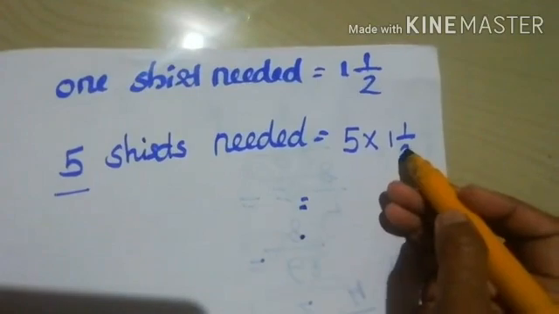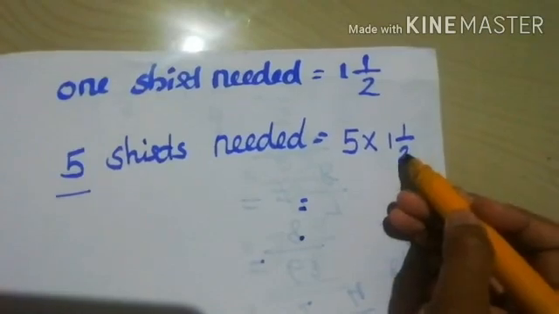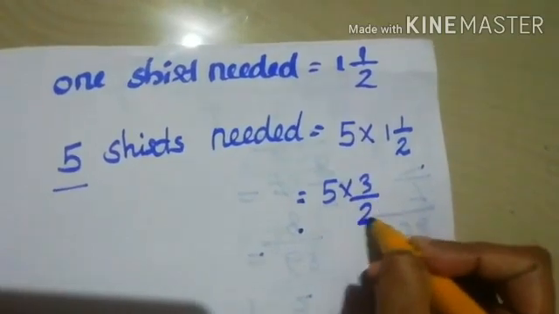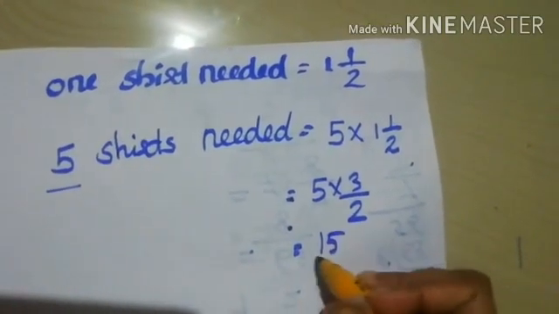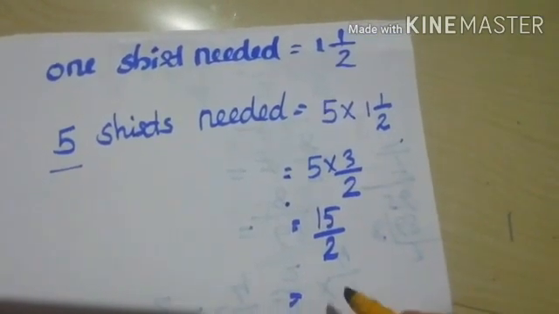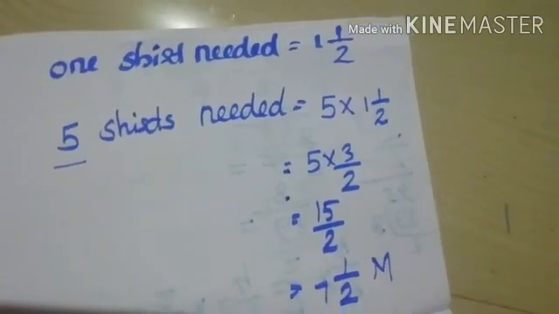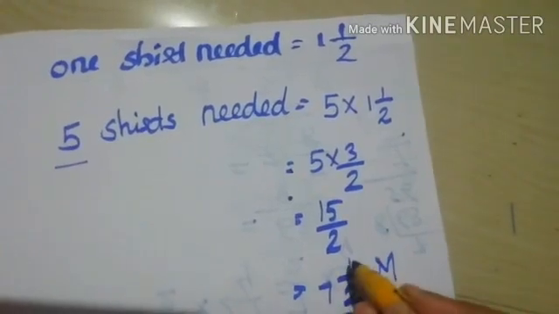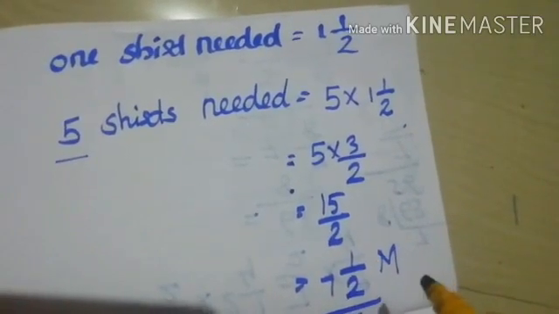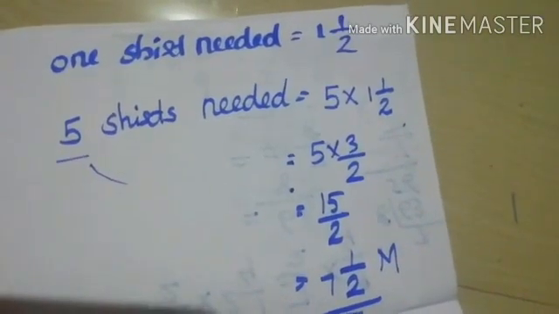We can convert this mixed fraction into fraction. 2 ones are 2, 2 plus 1, 3. That is 5 into 3/2, which is equal to 15/2. When we convert this fraction into mixed fraction, it will become 7 1/2 meters. 7 twos are 14. 14 plus 1, 15. But the denominator part should be the same. 7 1/2 meter is needed for 5 shirts.